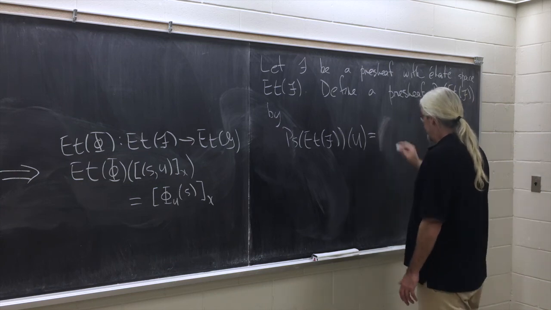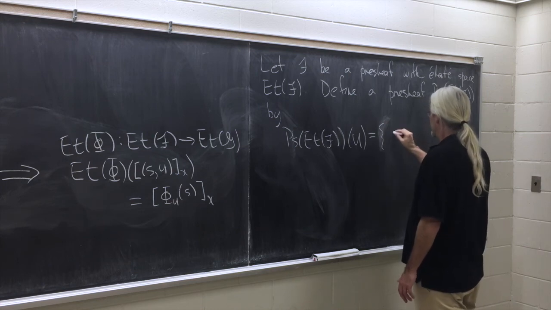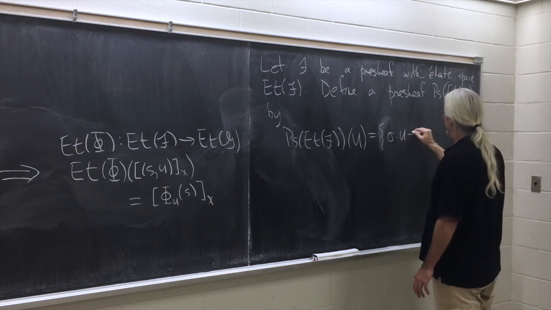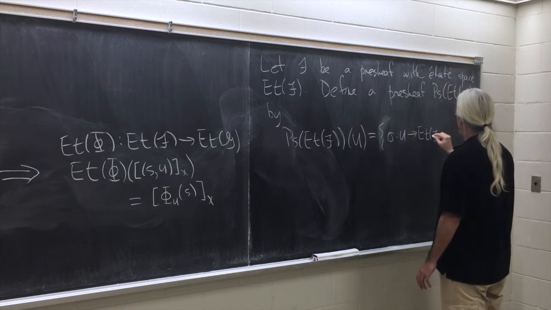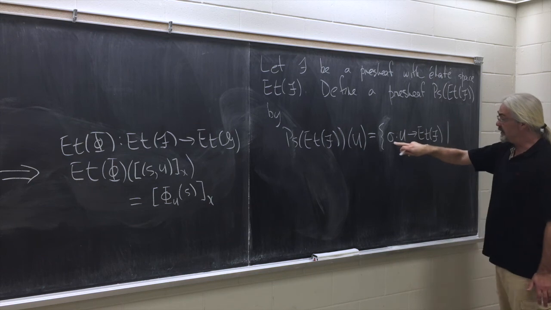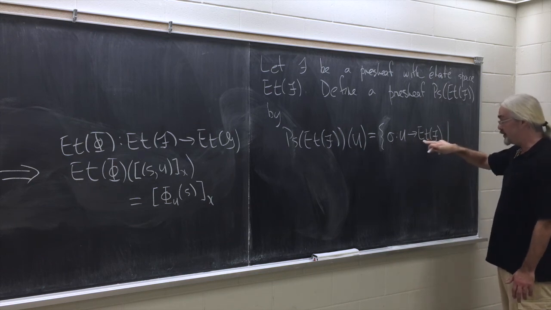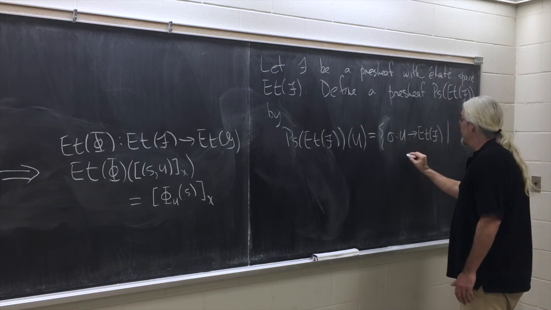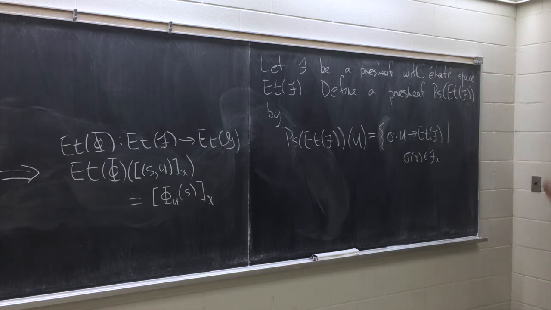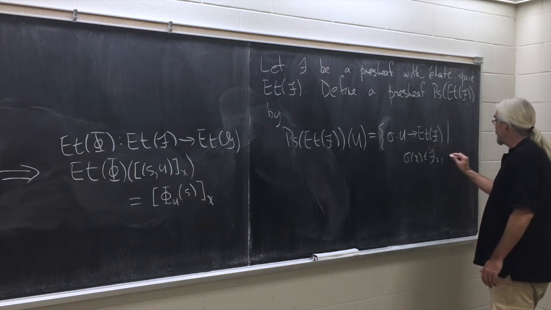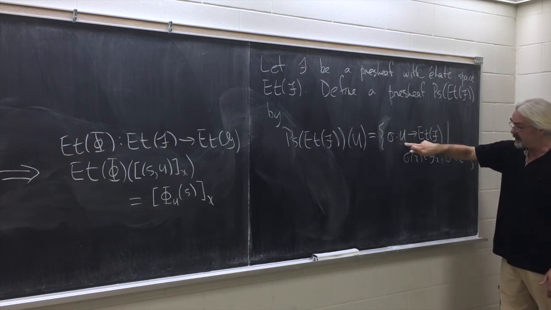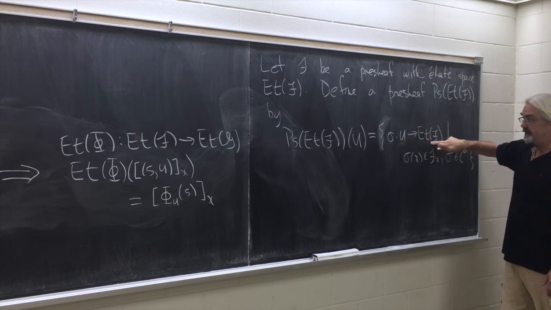Actually, let me look at it this way. So it's mappings sigma from U into the etale space of F, with some properties. First of all, sigma is going to take a point x in U and map it to a germ at x. So sigma of x is in the germ at x. So it's a section, and sigma should be continuous. Of course, here I have the topology on S, and here I have the etale topology.